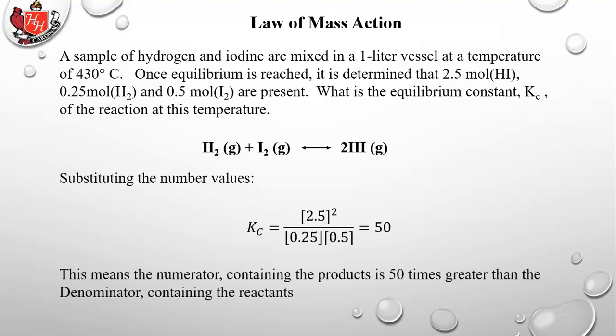This means the numerator containing the products is 50 times greater than the denominator containing reactants. That's kind of a loose interpretation, but again, you can see there's a lot of math involved there. There's a square up on the top. So to just say it's 50 times more products than reactants is really kind of a loose interpretation.